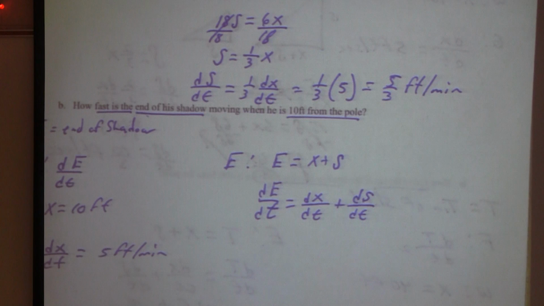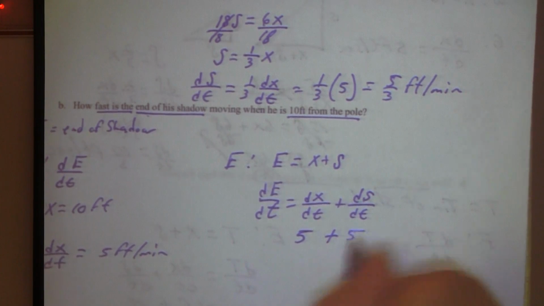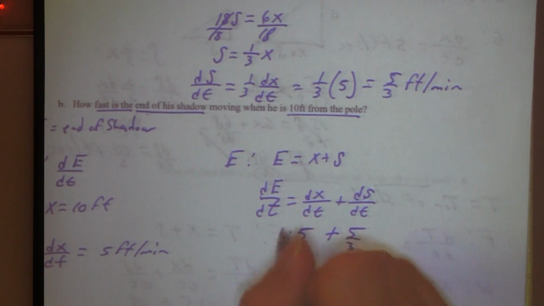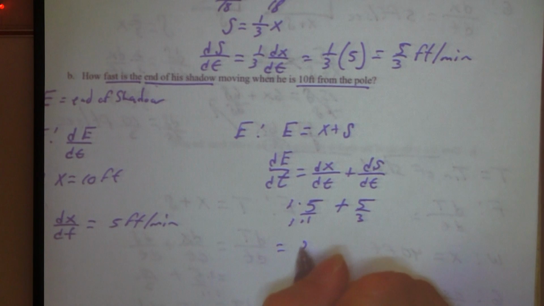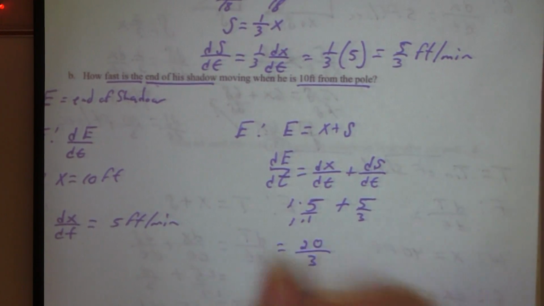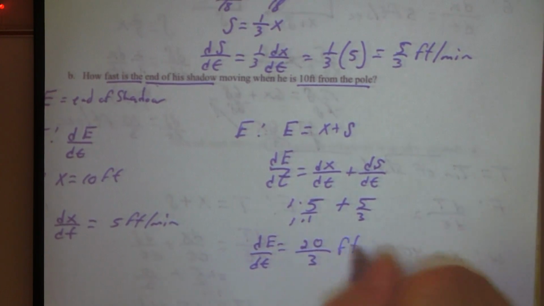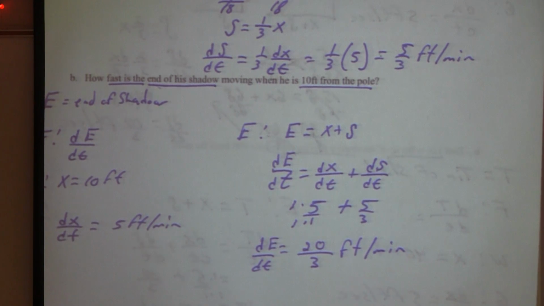And do we know those two rates of change? Yes, what are they? 5 and 5/3. So divide by 1, so that's times 3, so that's what? 15 plus 5? 20 over 3. What units? Feet per minute. Kindergarten stuff? Sure.